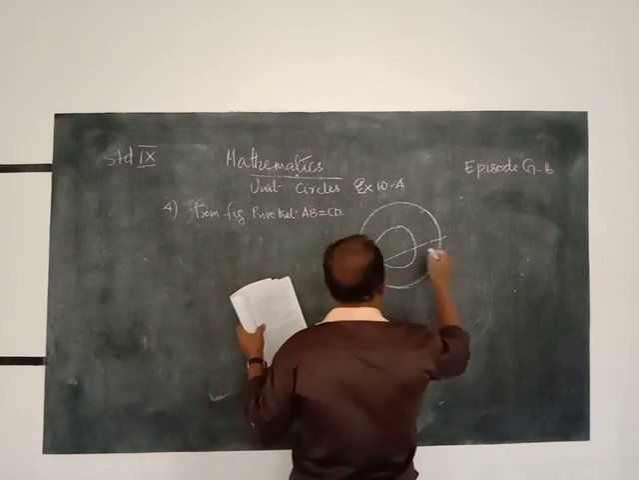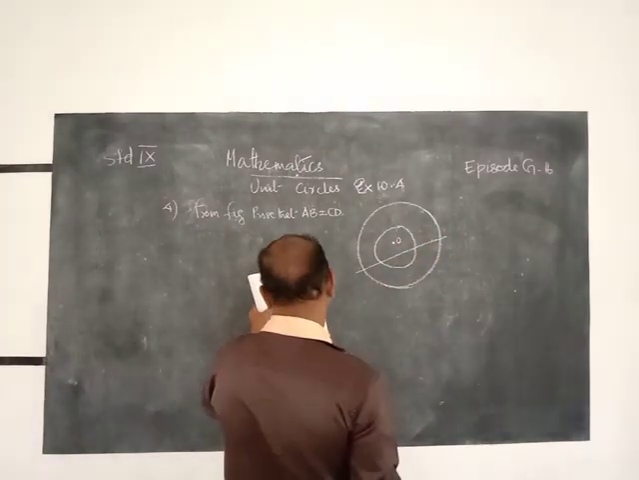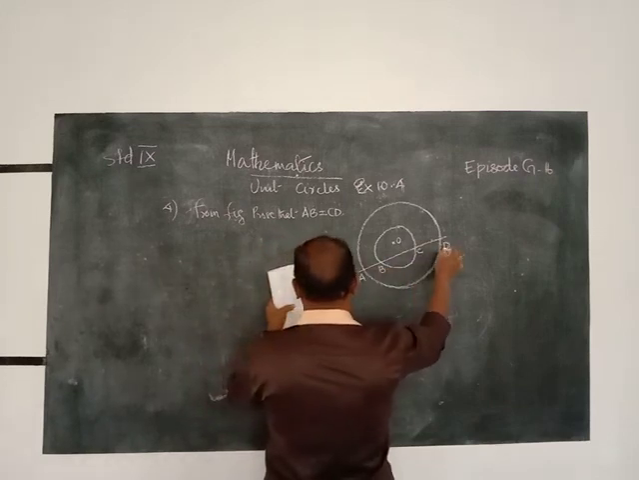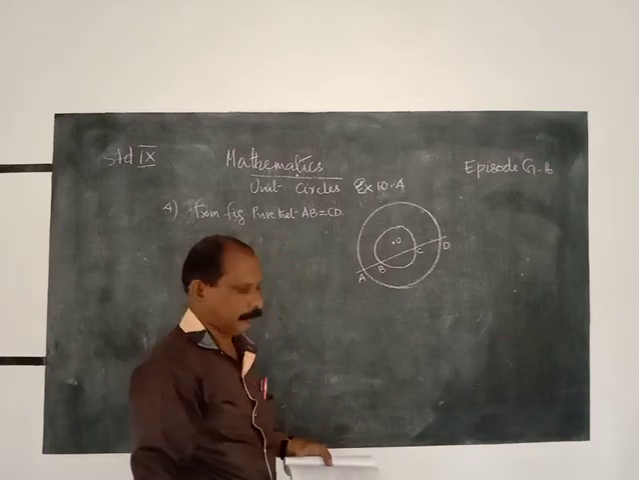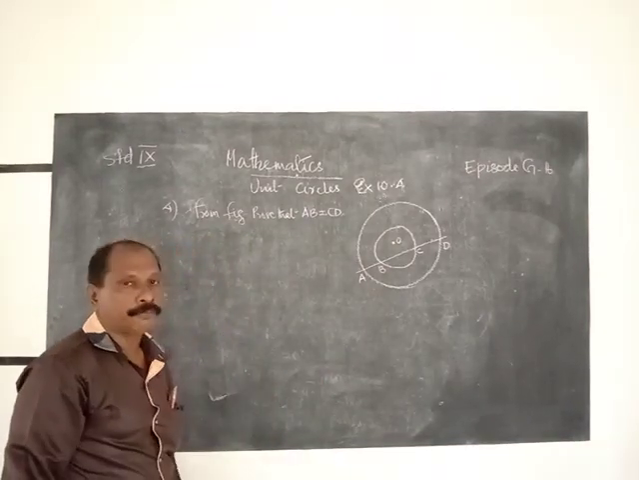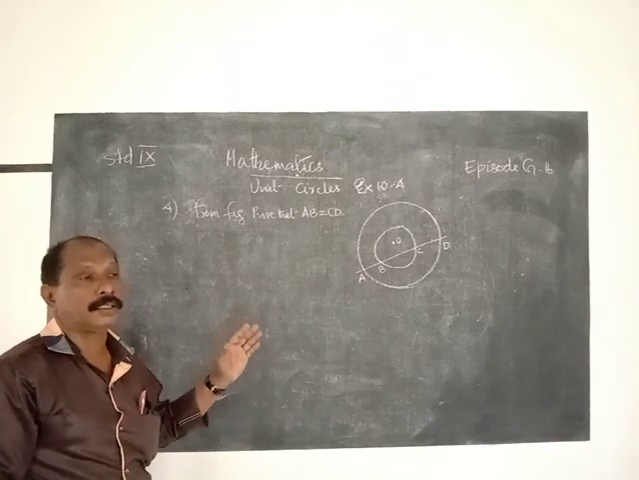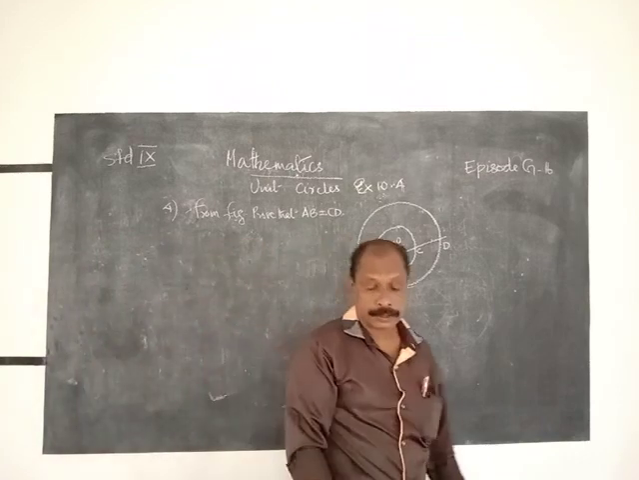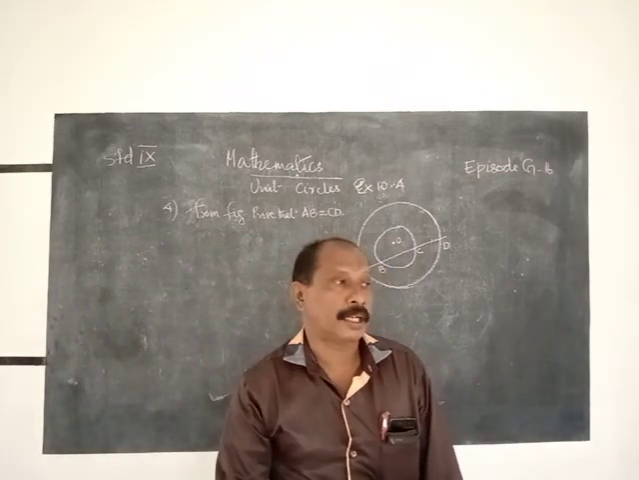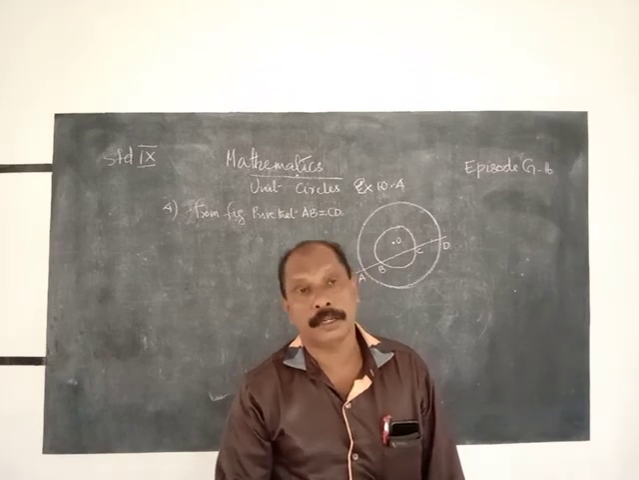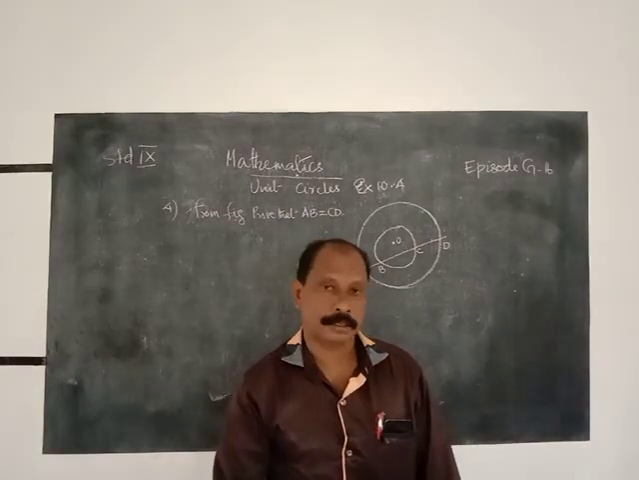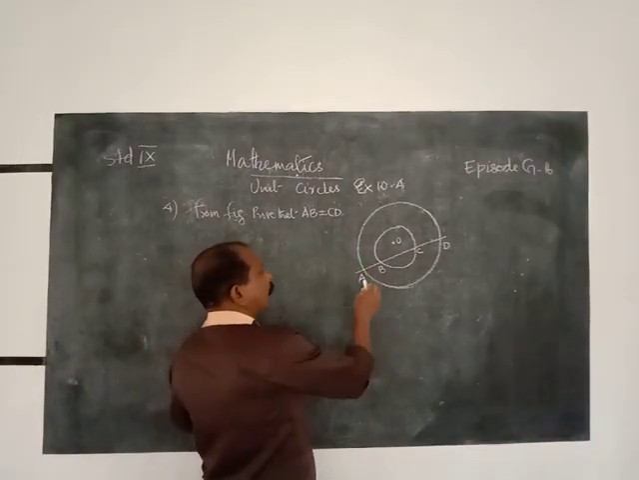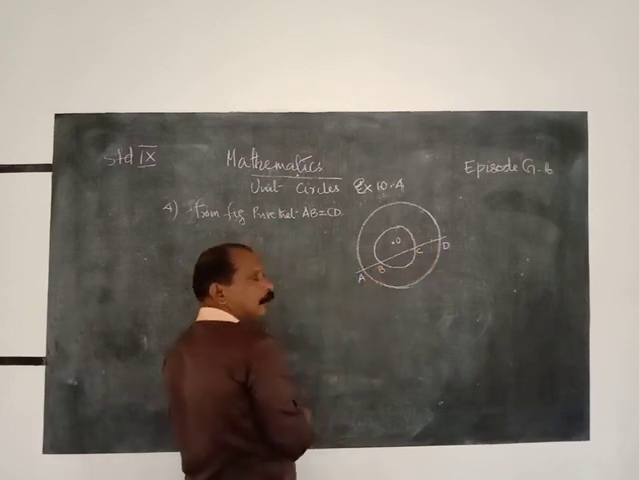There are two circles with the center O, and points A, B, C, D. This is the question. That means O is the center of two circles with different radii. Circles with the same center and different radii are known as concentric circles. Therefore, O is the center of two circles with different radii, and we can prove that AB is equal to CD.